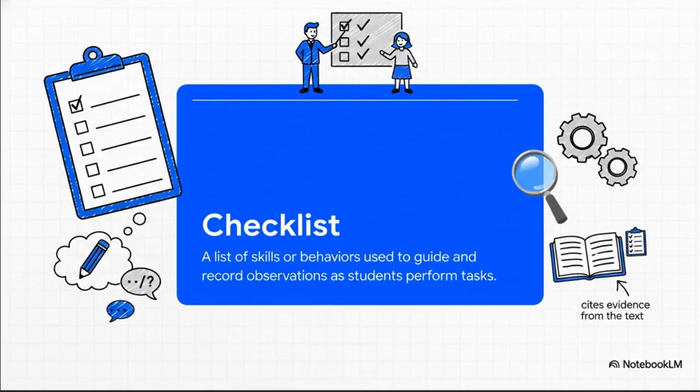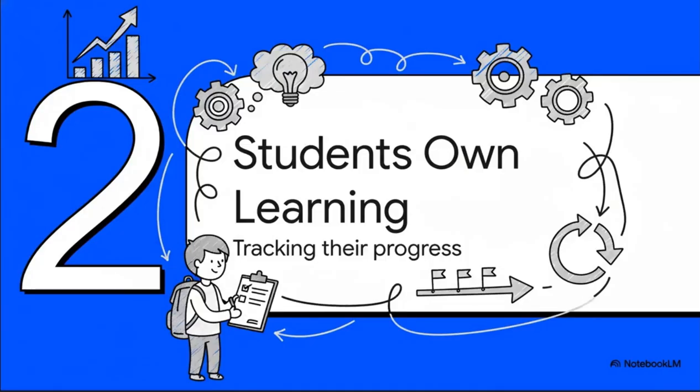Now, if you want to get a little more organized, you grab a checklist. This adds some real structure. A teacher can track very specific skills like, can the student cite evidence from the text? Check. It makes the whole process more systematic. But what's really powerful is that this isn't just a tool for teachers, and that leads us to our next big idea, which is all about students owning their learning.